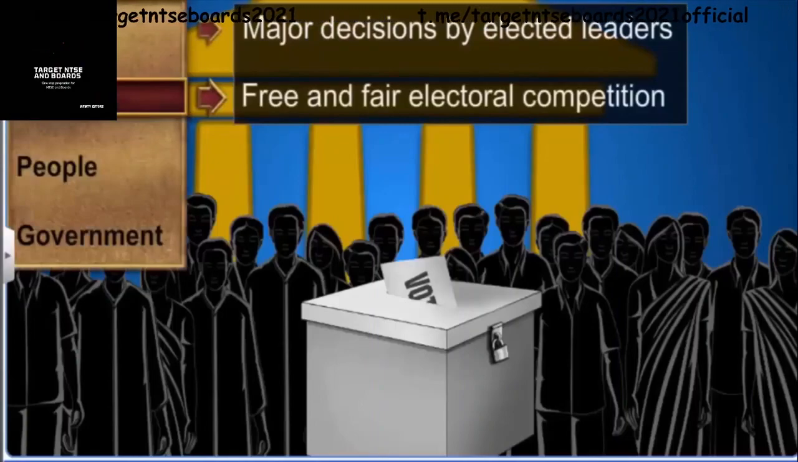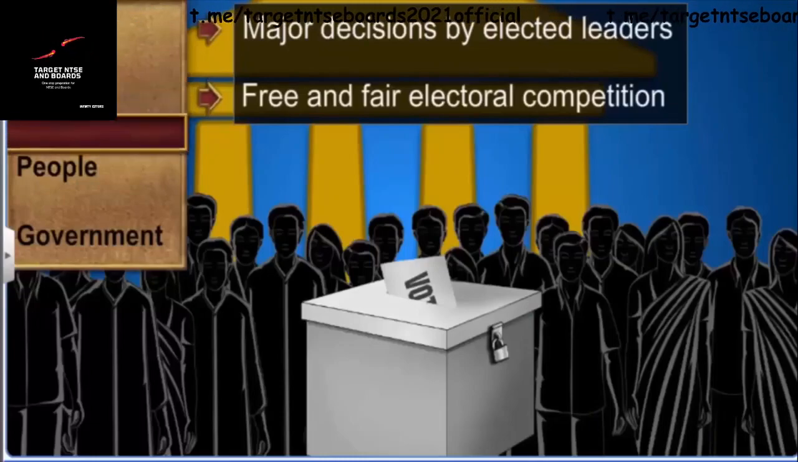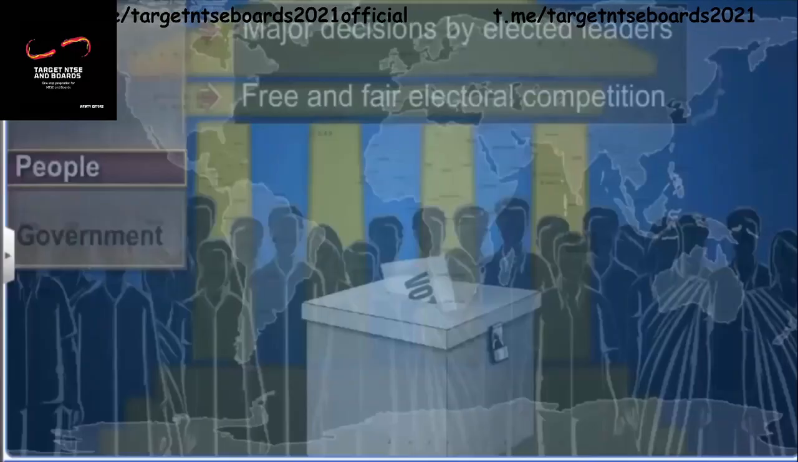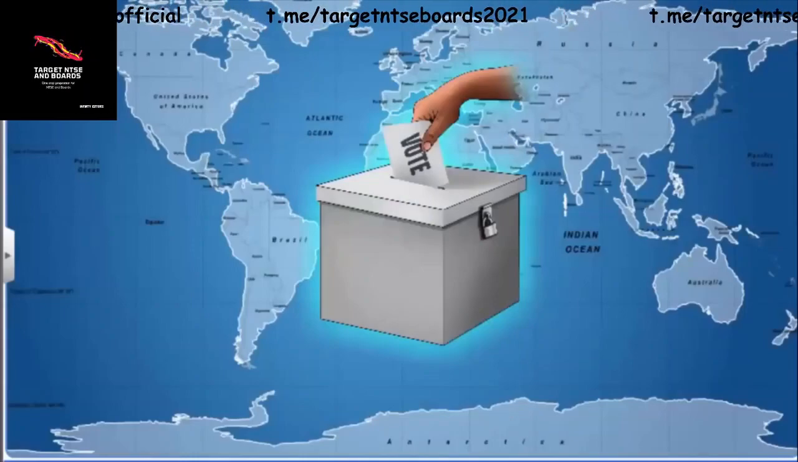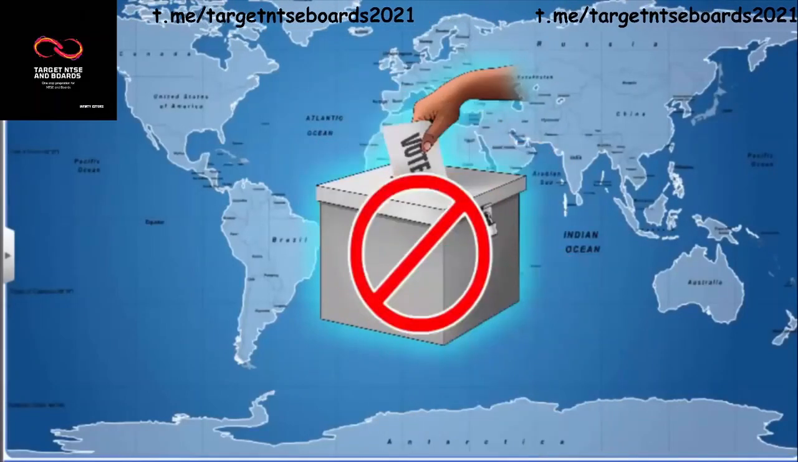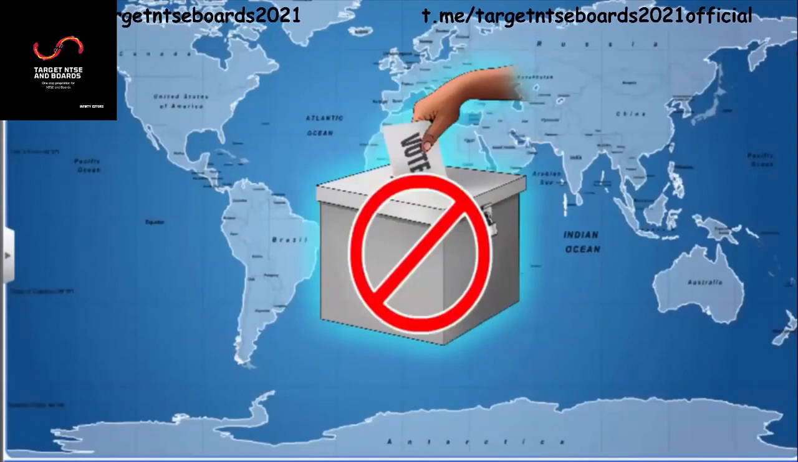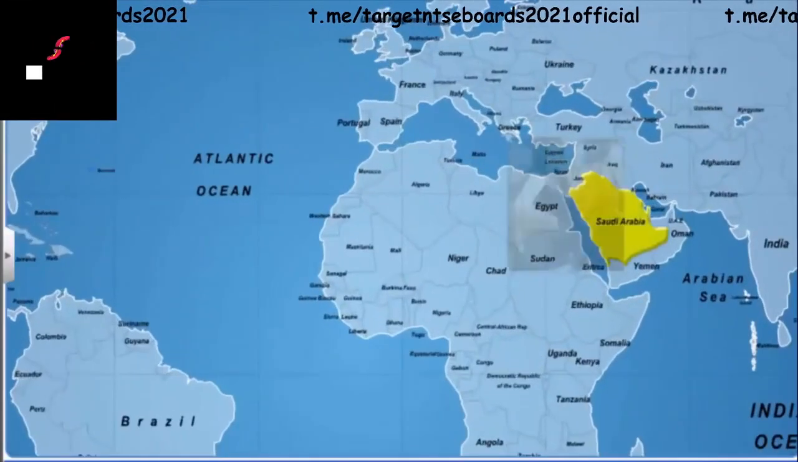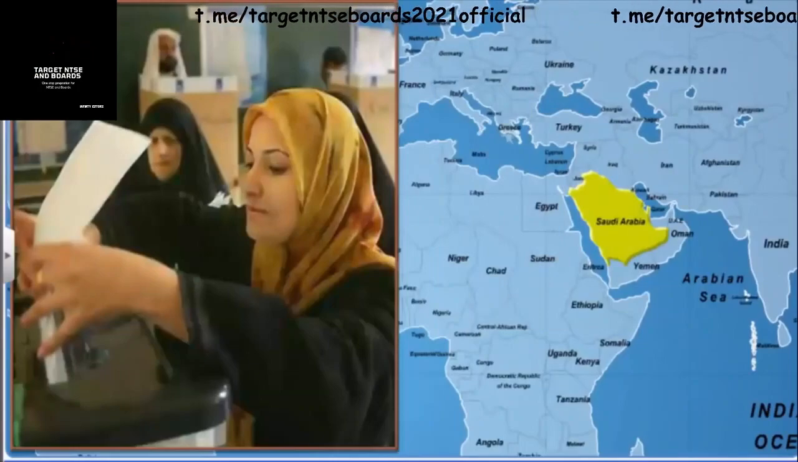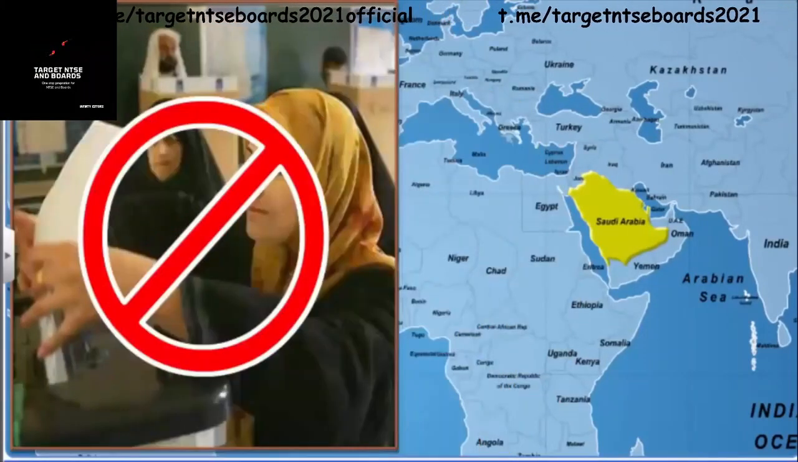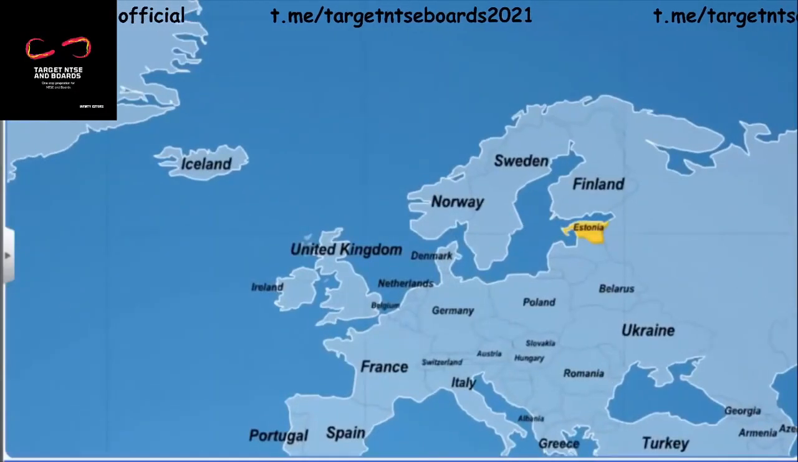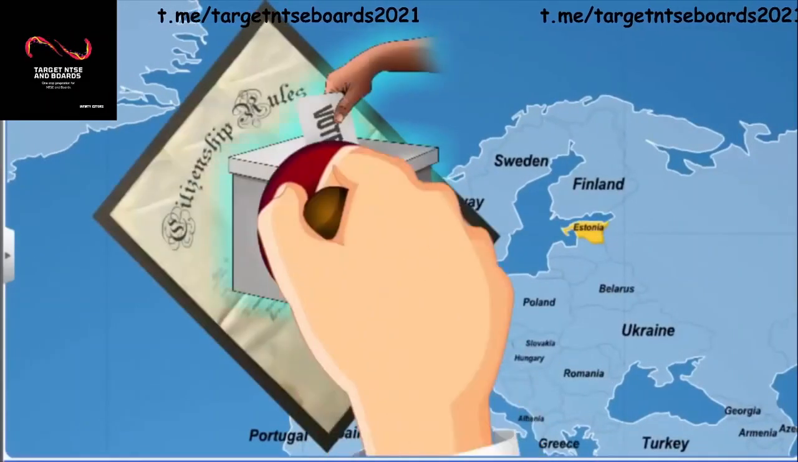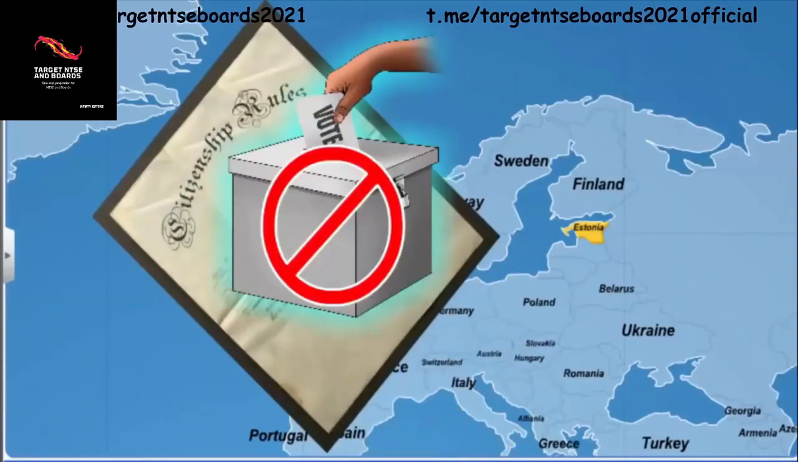Let's move on to the third and the most important keyword: people. Even today, there are many places where the equal right to vote is denied. We'll look at some examples here. The first example is Saudi Arabia, where women are not allowed to vote. Another example is Estonia, where the citizenship rules make it difficult for people belonging to the Russian minority to gain the right to vote.